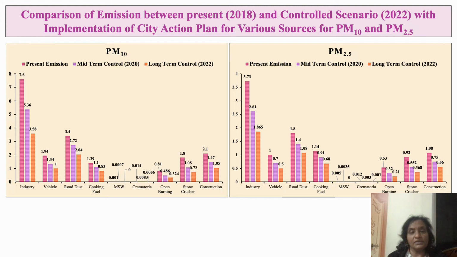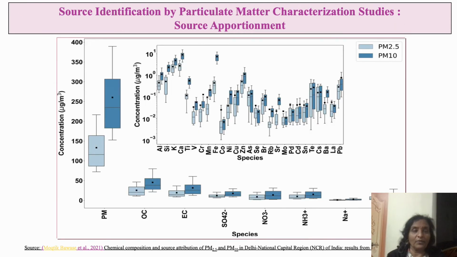Similar control actions are there for the PM 2.5 also, and the stakeholders need to see that the controls are implemented. Having implemented the controls, we have to do the air quality monitoring before and after the control to see that we actually observe the values of reduction and provide the data to the public platform.